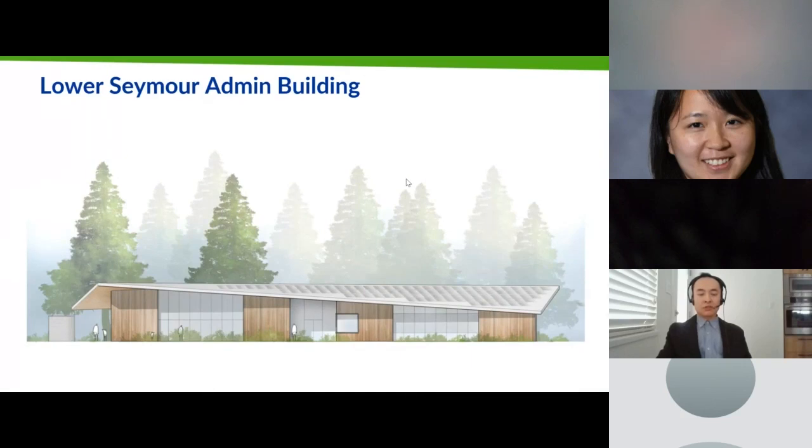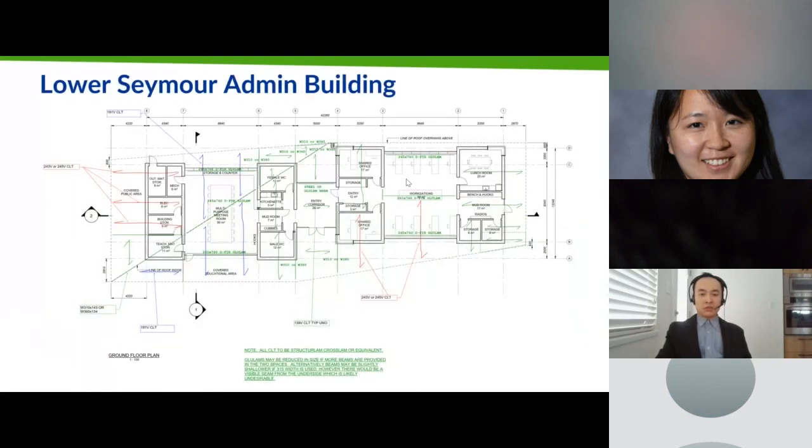So here's an elevation view of the project showing the unusual geometry of the roof. So on plan view, you can see that the roof ridge actually cuts diagonally across the plan, which makes the framing a little bit more challenging.